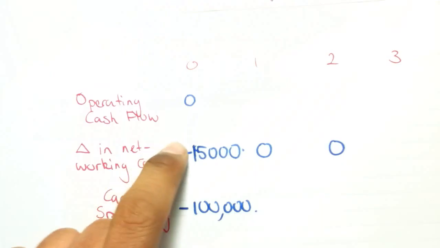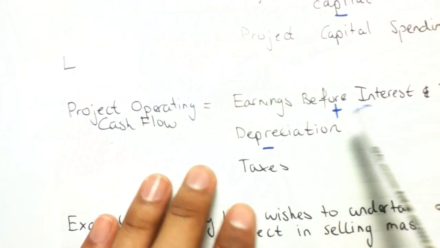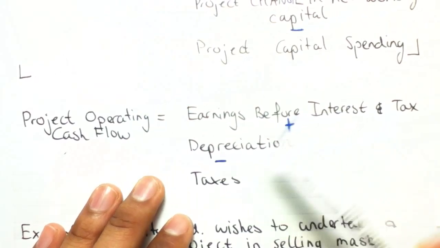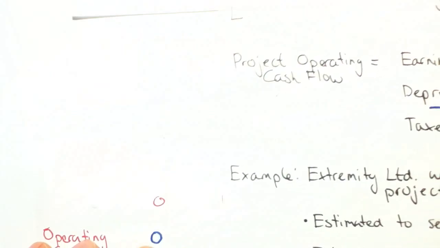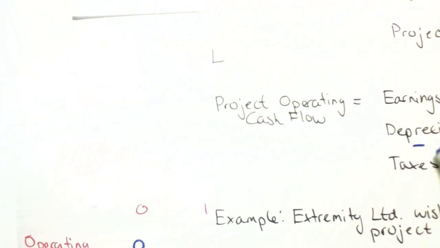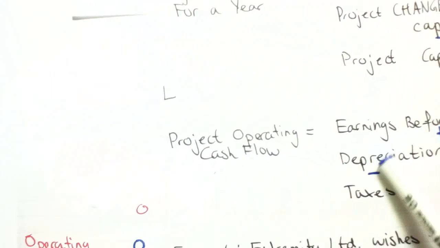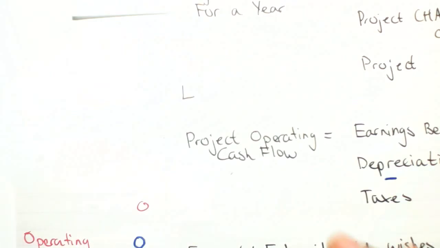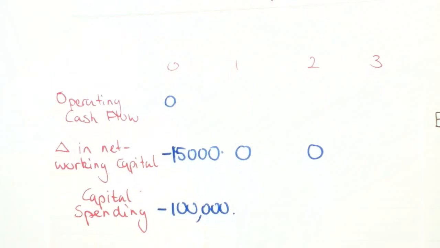Let's begin. So I just want to say that operating cash flow is 0 because earnings before interest and tax is 0, depreciation is 0, and taxes are 0. Because we're talking about initially, there's nothing to tax from. Earnings, we've made no earnings. Depreciation, we're at a starting point. There can't be any depreciation. So that's why this is 0.